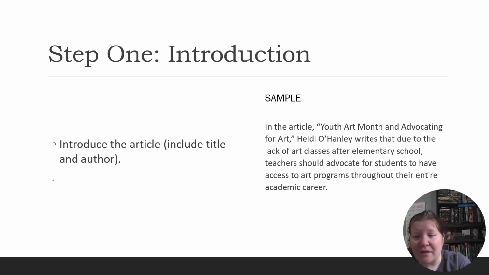So the first step for each summary element is to let the audience know who the author of the text is, the title of the text, and their overall main purpose for writing. And you'd want to have that in one complete sentence. And so we have a sample here.